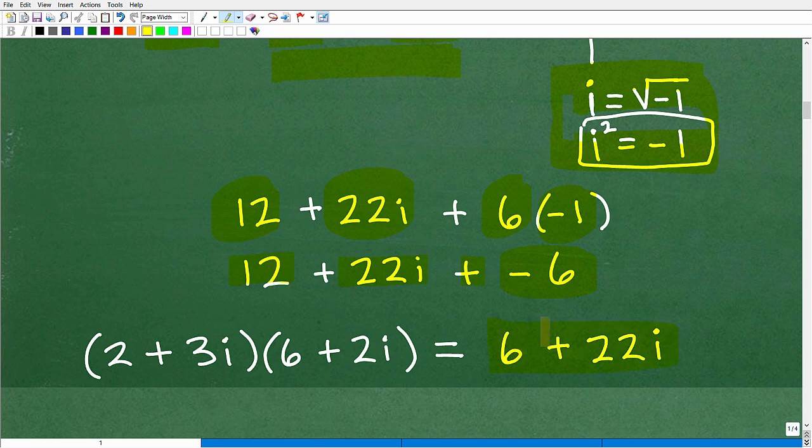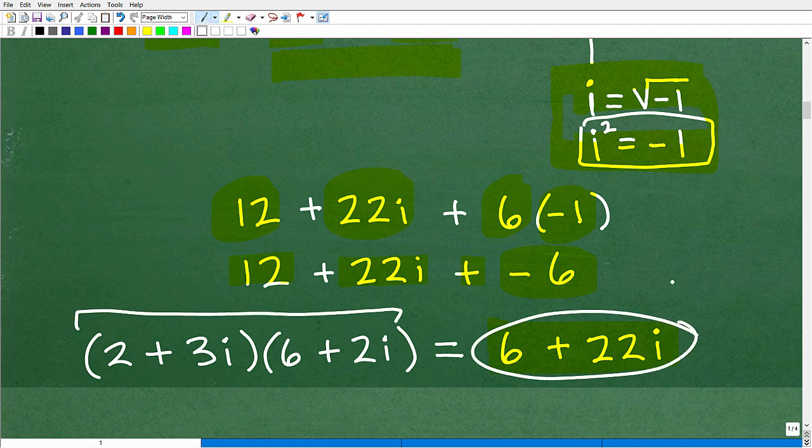So I have 6 plus 22i as the product of these two complex numbers, which itself is a complex number because it's in the form of a plus bi, okay? Remember, this is the real component and this is the imaginary component. So this is an illustration of closure in a number set, okay? All right, so that's basically it with this particular problem.